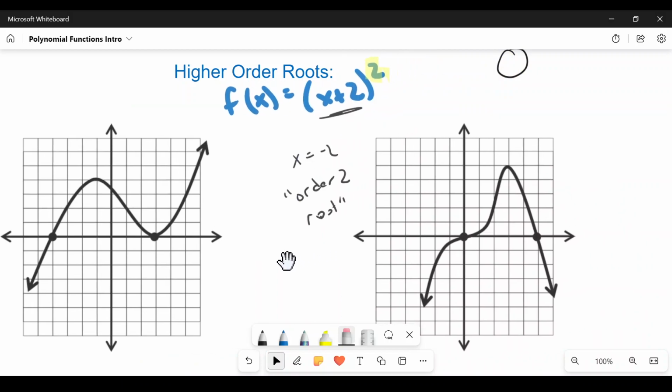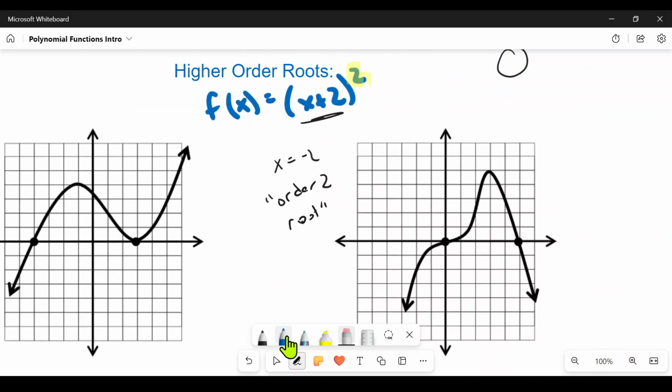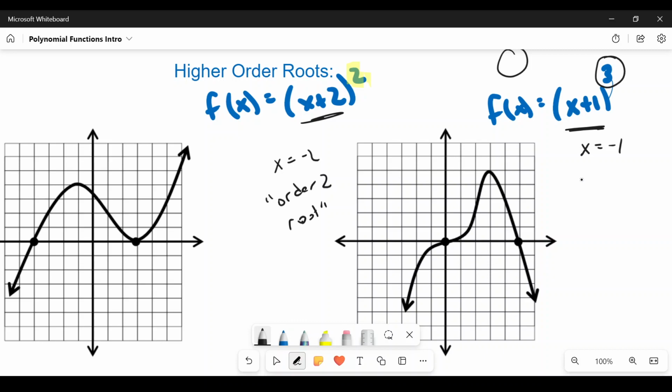We might also see some roots that are order 3. So for example, if you have a binomial in your factored form, here I have a root at -1, but it's not a normal root, it's an order 3 root. Then what happens on the graph? Well, it goes to the root, and it goes through the root, but it does what I call slow down at the root.